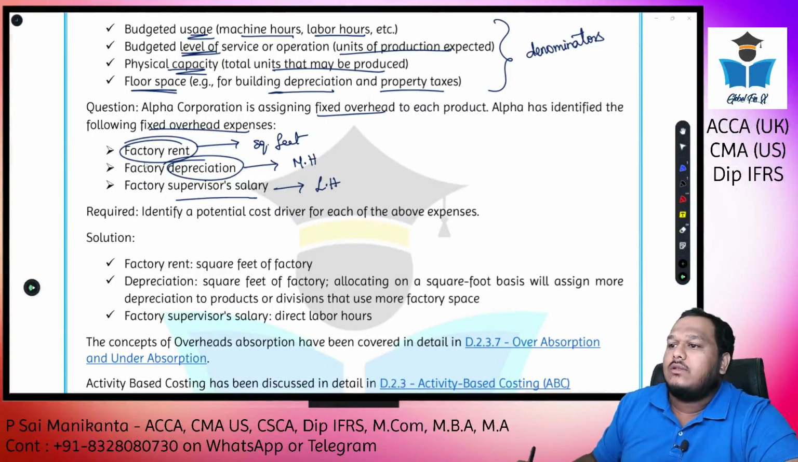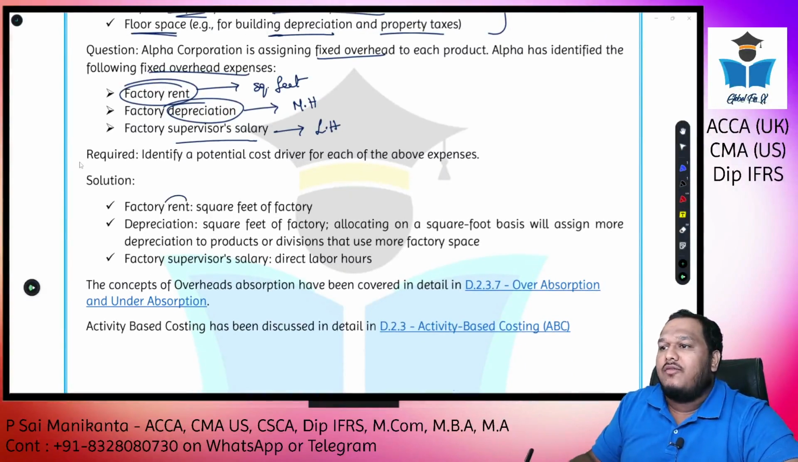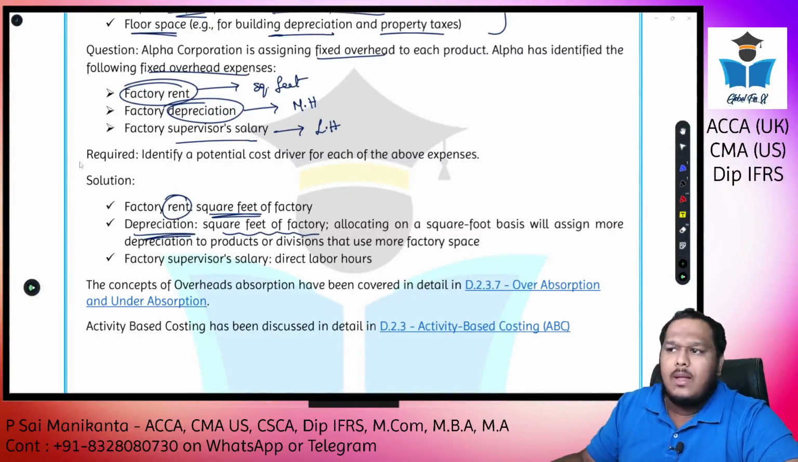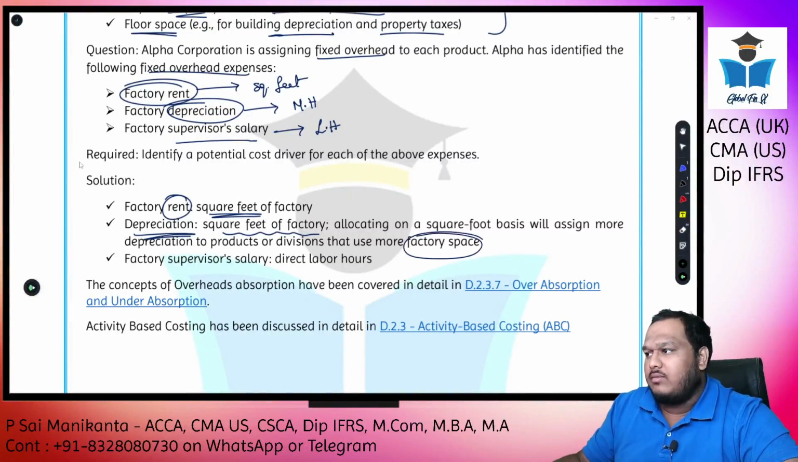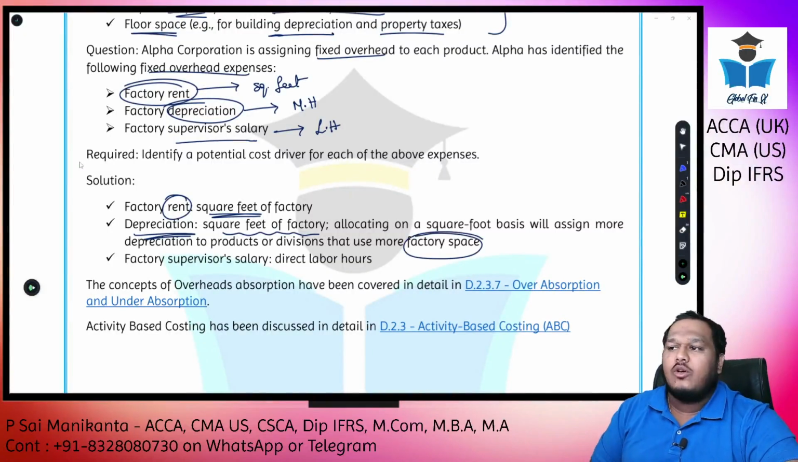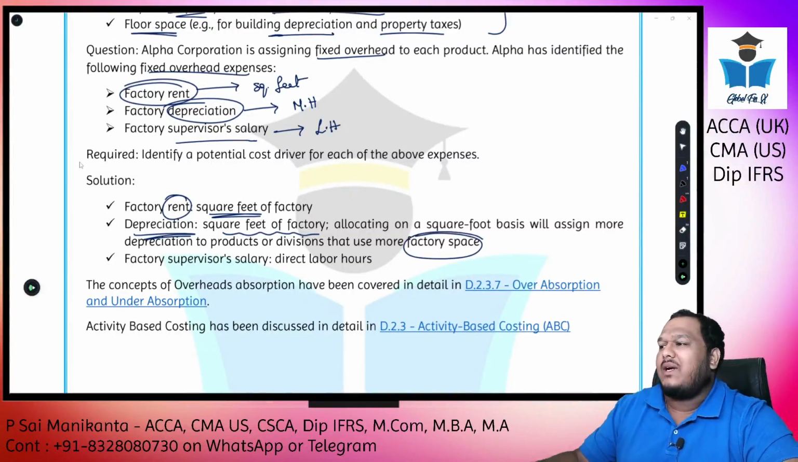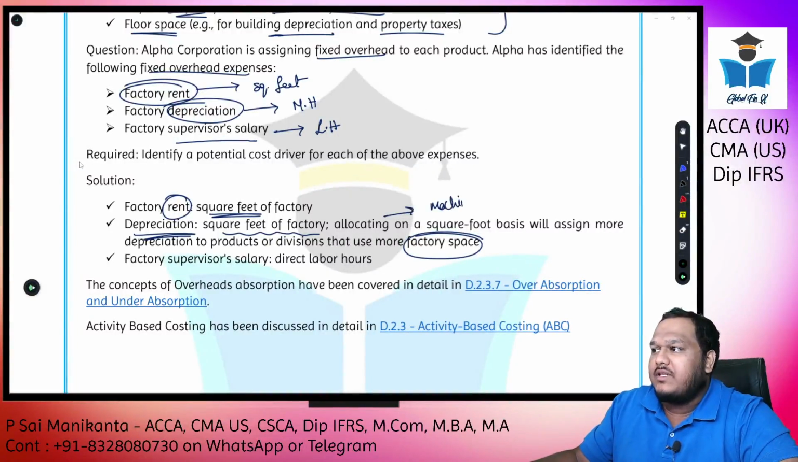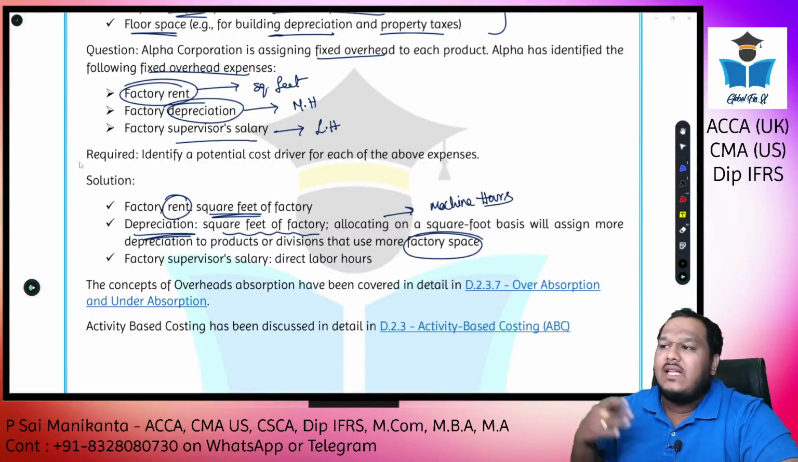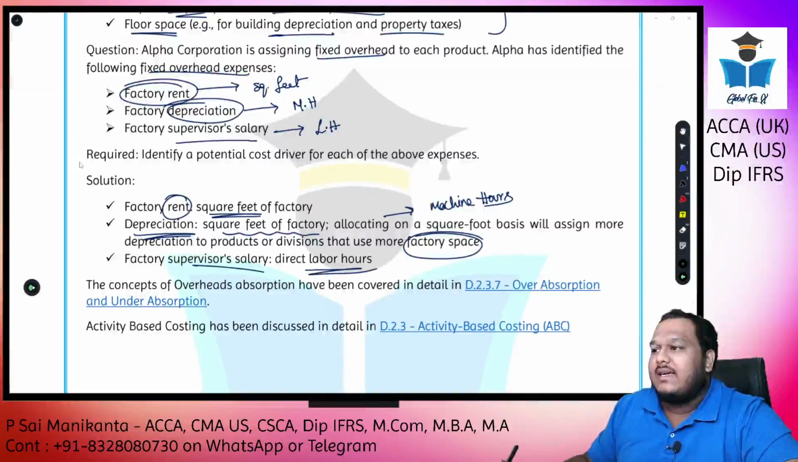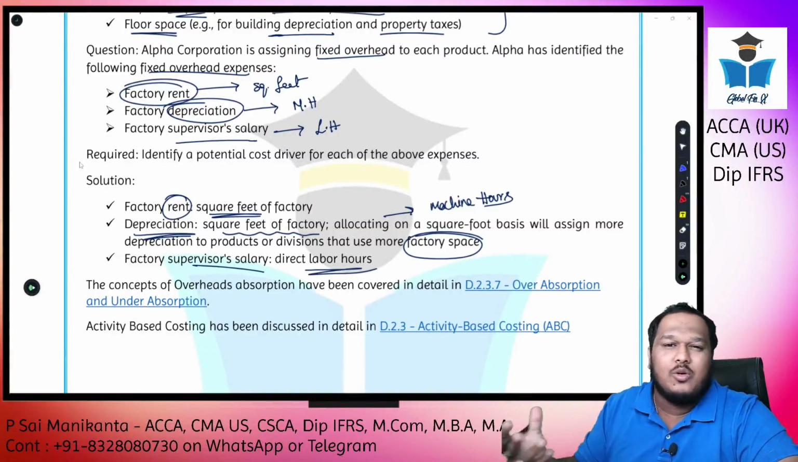Right? You can see the solution. Factory rent is allocated on the basis of square footage. Depreciation is allocated on square feet of factory. In case you don't know the machine hours, then you can go for square footage, but otherwise we usually use machine hours for depreciation. If it is machinery, or other vehicles or something like that, then a different allocation base can be there. Supervisor salary, direct labor hours. Sir, all of this we already know, nothing new.